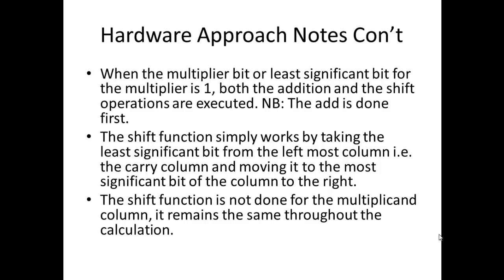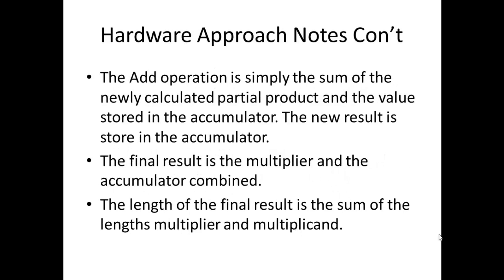The shift function simply works by taking the least significant bit from the leftmost column, i.e. the carry column, and moving it to the most significant bit of the column to the right. This is done for all columns except the multiplicand. The multiplicand always remains the same. The final result is the values of A and Q combined in the last cycle. The length of the final answer can be estimated by combining the length of Q and M.